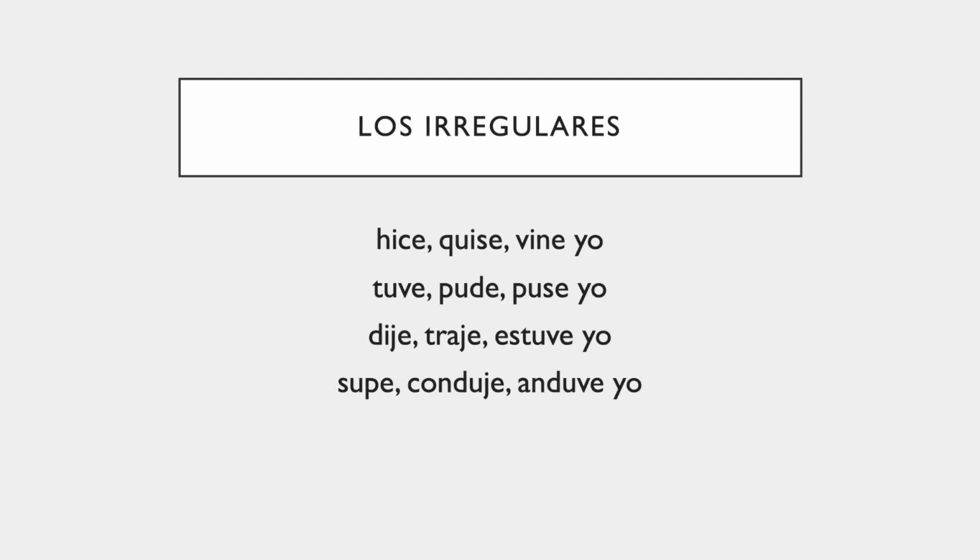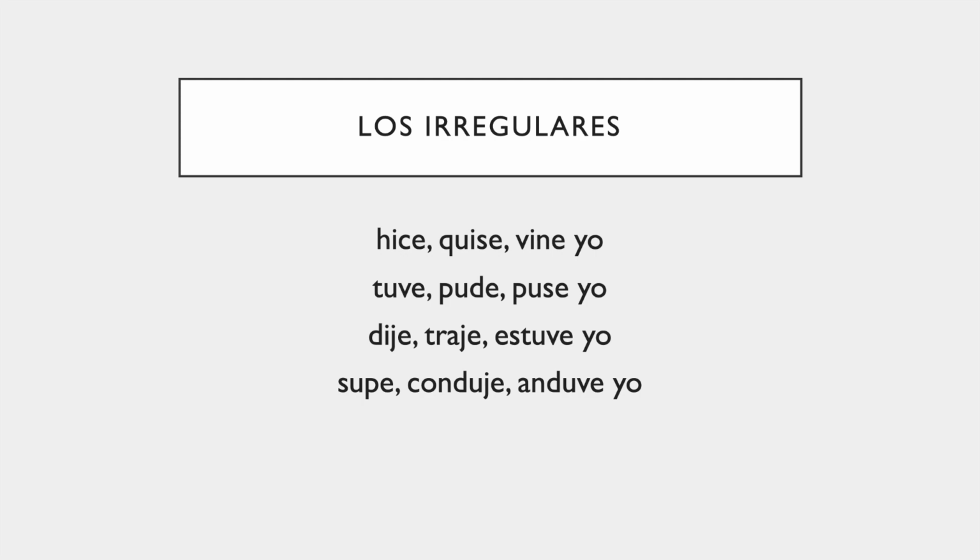Y como siempre, hay verbos irregulares. Hice, quise, vine, yo. Tuve, pude, puse, yo. Dije, traje, estuve, yo. Supe, conduje, anduve, yo. So we have all of these verbs together conjugated in the yo form. And if you can remember these in this little chant, then it'll make it easier for you whenever you go to conjugate one of these verbs in the preterite tense.